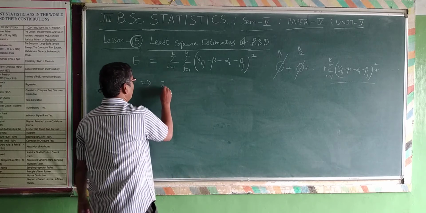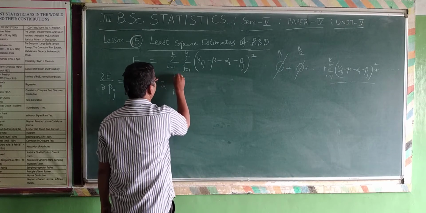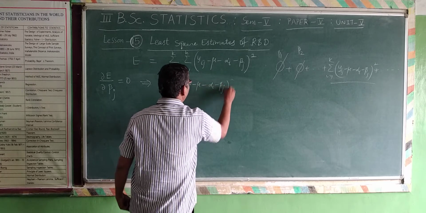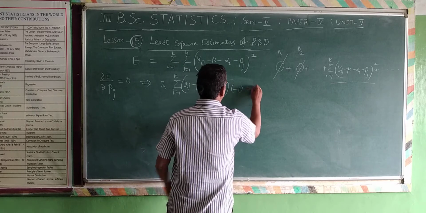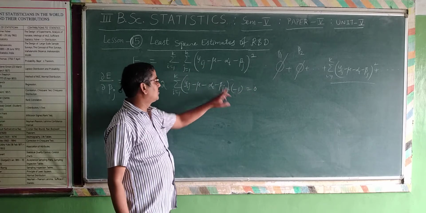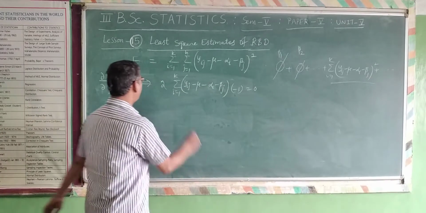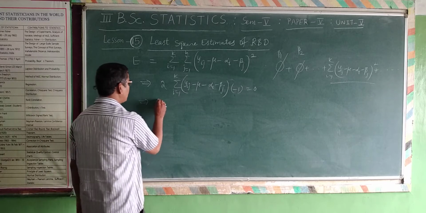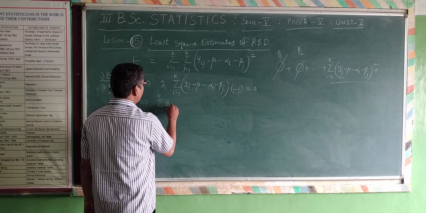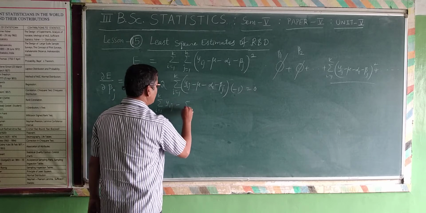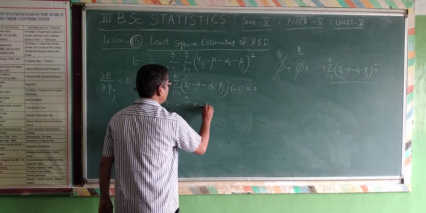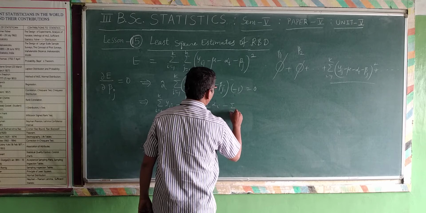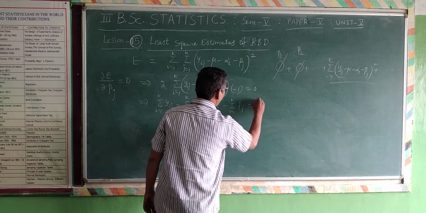It is 2 multiplied by summation i equals 1 to k, (yij minus mu minus alpha i minus beta j) multiplied by minus 1 is equal to 0, because for minus beta j the differentiation is minus 1, and the remaining differentiation is all 0. So therefore, now expand the summation, take the summation for all the terms. So summation i equals 1 to k yij minus summation i equals 1 to k mu minus summation i equals 1 to k alpha i minus summation i equals 1 to k beta j is equal to 0.